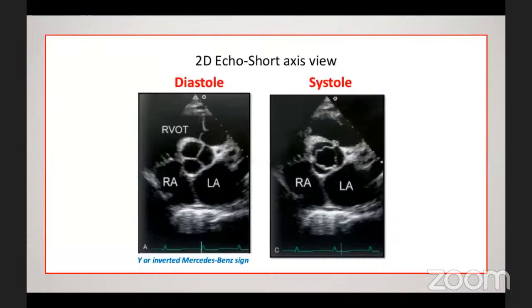This is the short axis view at the aortic valve level, and this can show the exact anatomy of the aortic valve with a tri-leaflet, and gives you a Mercedes-Benz sign. In diastole and systole it opens up completely, so you can assess the opening of the valve as well as the number of leaflets and the structure of the valve from the short axis view.